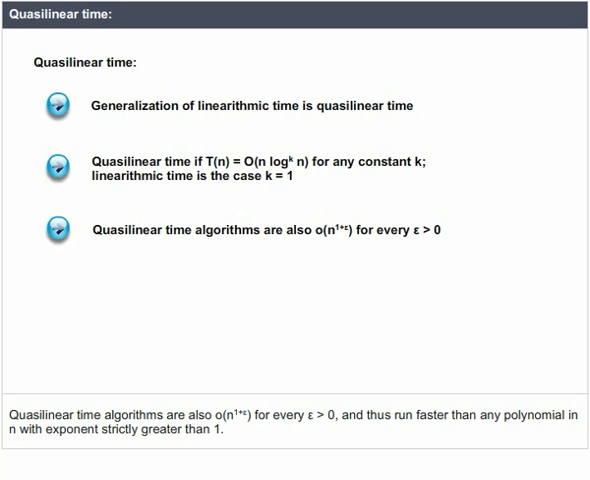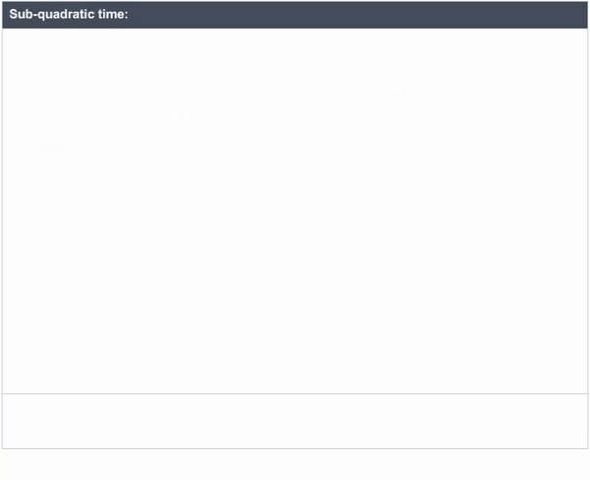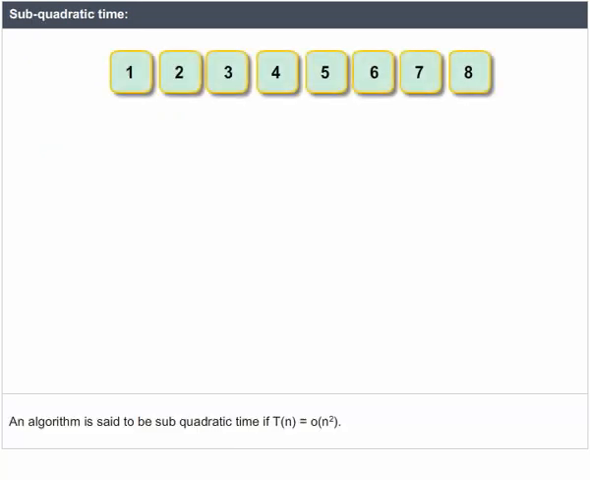Sub-quadratic time. An algorithm is said to be sub-quadratic time if T of n equals o of n square. Examples: insertion sort, shell sort.